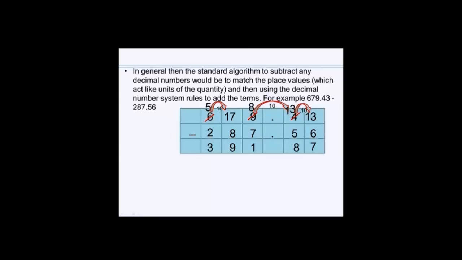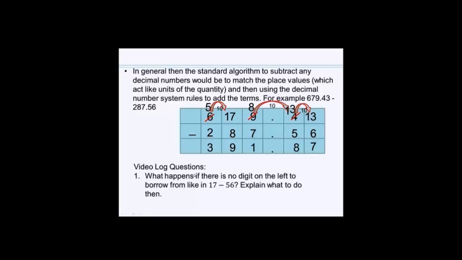When you can't subtract, this number is lower than that number, you want to borrow 1 from the previous one. So for video log questions, think about what to do if there is no digit on the left to borrow from. For example, 17 minus 56. I can't do 1 minus 5, but there is no number to borrow from. So explain what we should do then.